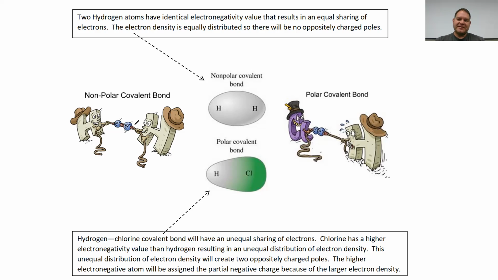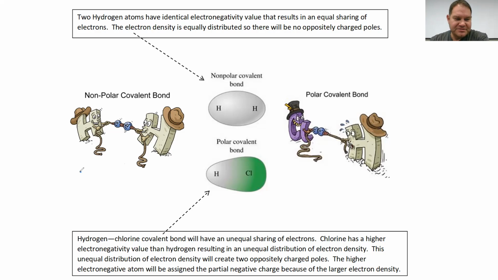So you can think of the fact that because they have the same electronegativity values, both hydrogen atoms, neither one of them can win the tug of war match because they're pulling with equal strength. They have an equal attraction or affinity for these bonding electrons. So in the result, these two hydrogen atoms will have an equal sharing of the electrons and therefore a nonpolar covalent bond.